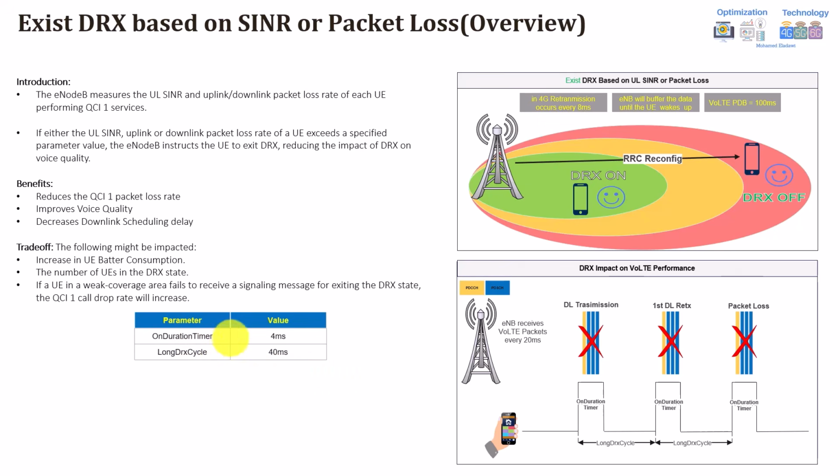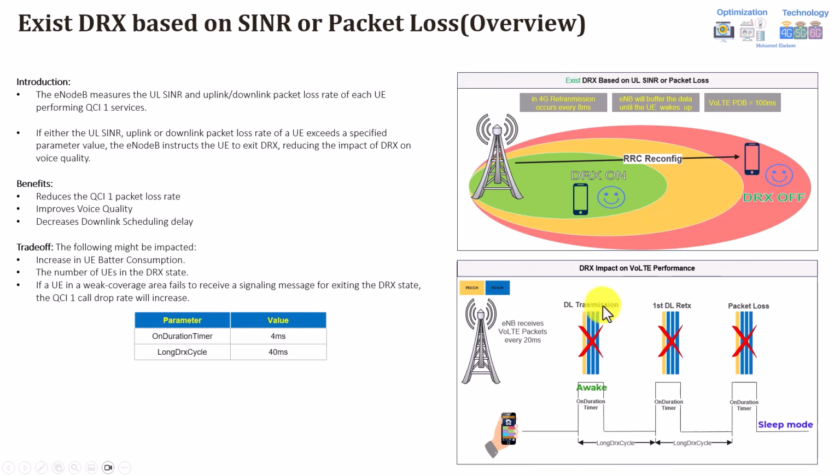Now, as you can see here, these are the settings where we assume there is something called the on duration parameter for DRX, which is 4 milliseconds. We'll explain what it means. And the long DRX cycle, which is 400 milliseconds. This is usually the recommended setting by Apple, and you can find this configured value in most VoLTE networks. Now let's try to explain through this particular mechanism.